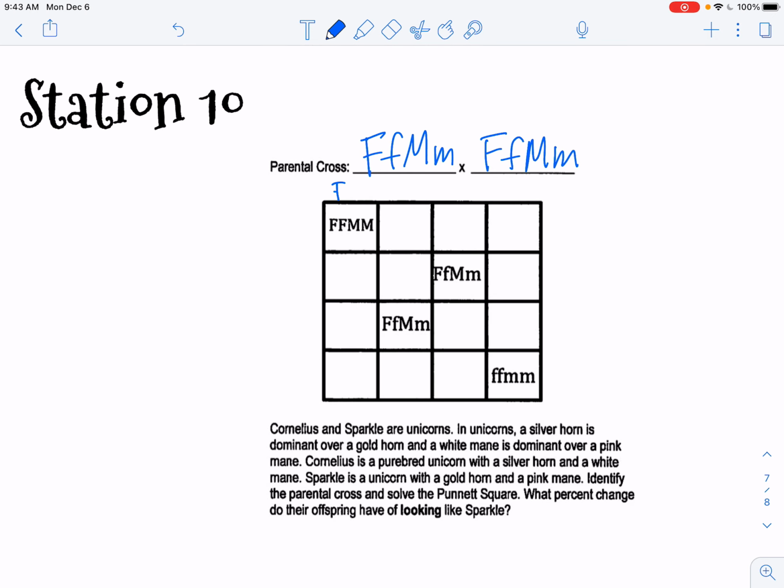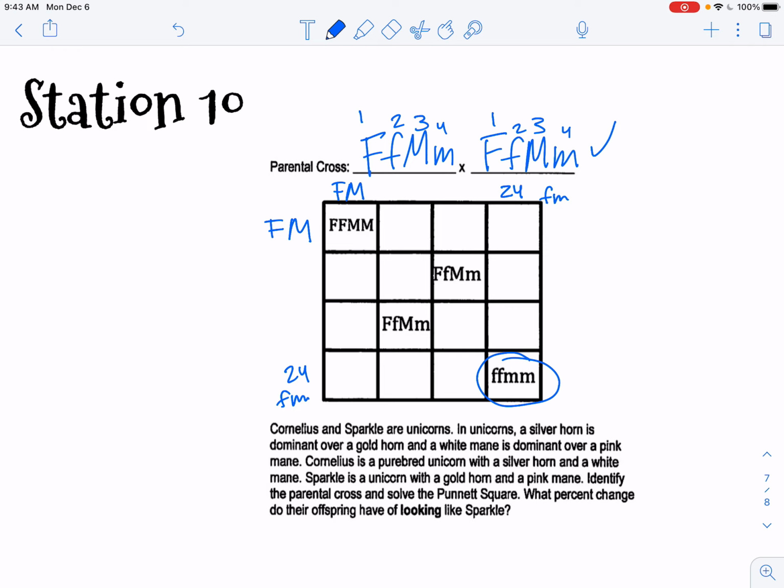I needed to have a big F and a big M to go there. That's 13, 1, 3, 1, 3, 1, 3. Okay, my 2, 4, 13, 14, 23, 24, right? This is my 24 here. Has to be little f, little m, little f, little m. So this is my 24, 24. That's what it's got to be for the parental cross.